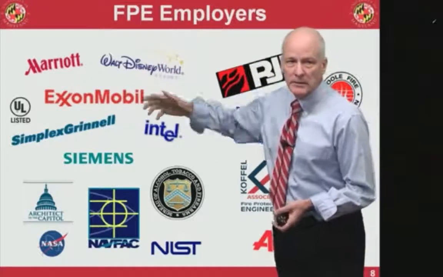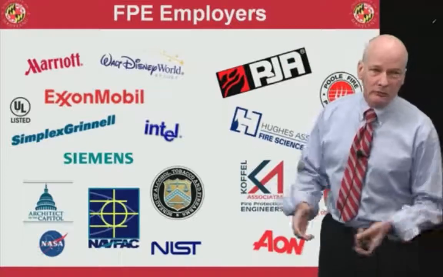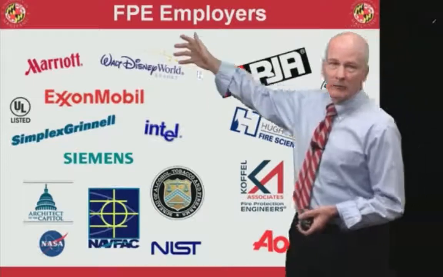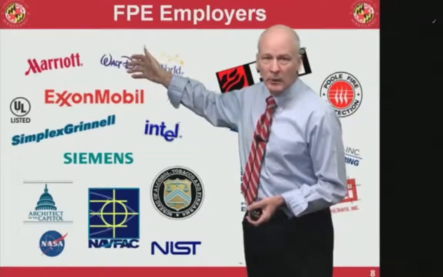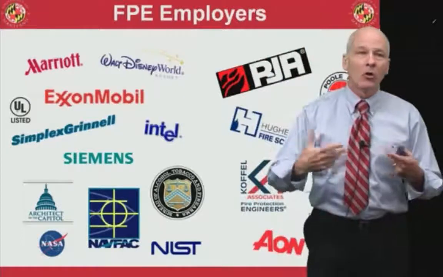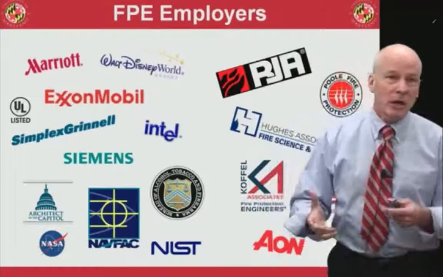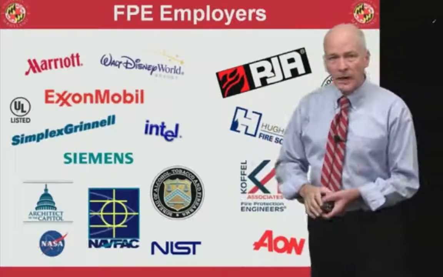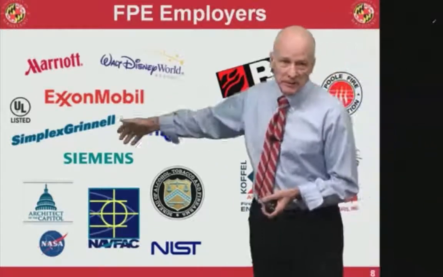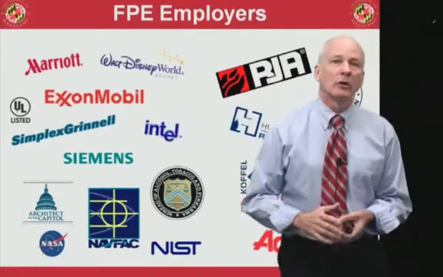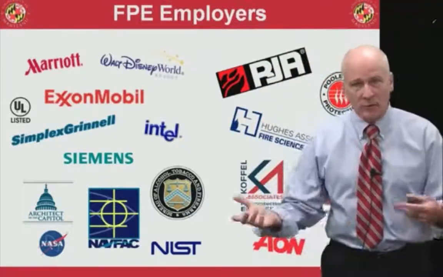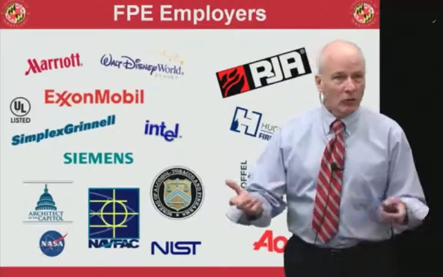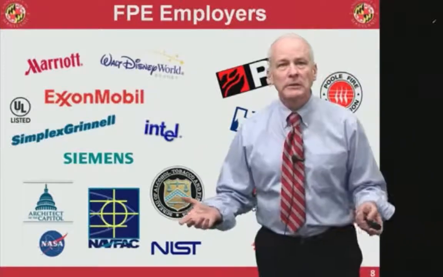Fortune 500 companies employ fire protection engineers, and you can recognize logos from several of the entities. Many of these, the Marriott and Disney World, ExxonMobil, Intel, all the fire protection engineers there are involved with protecting or being concerned with protecting the facilities of that corporation. Siemens and Simplex Grinnell are manufacturers of fire protection products. So the engineers that are there look at products, and then those at UL are looking at those products, but from a certification or a listing process.